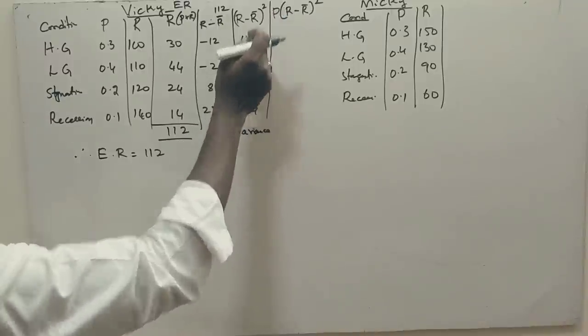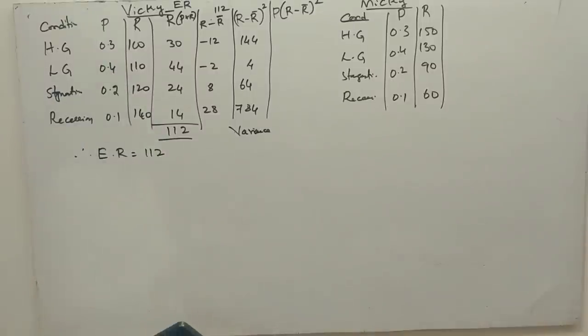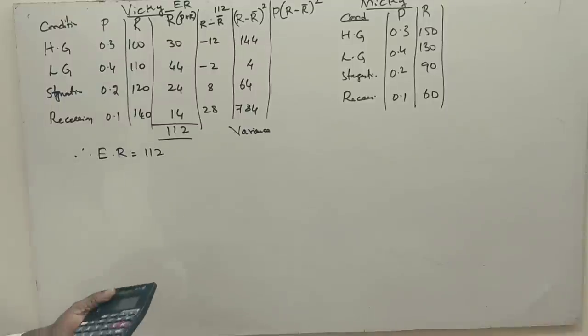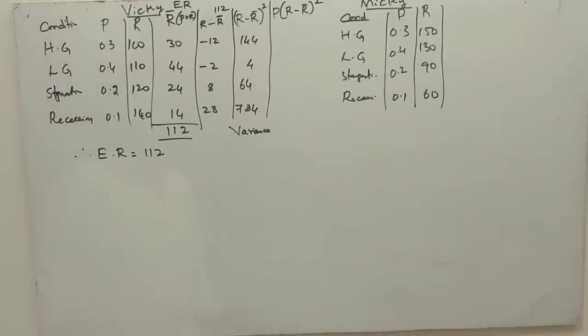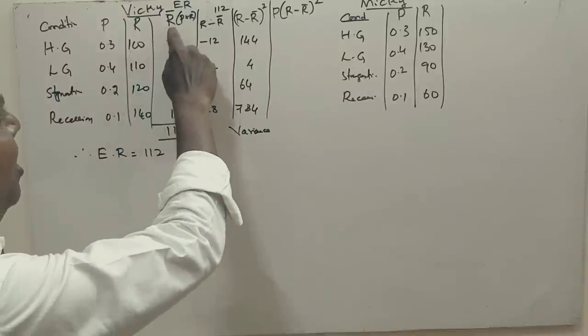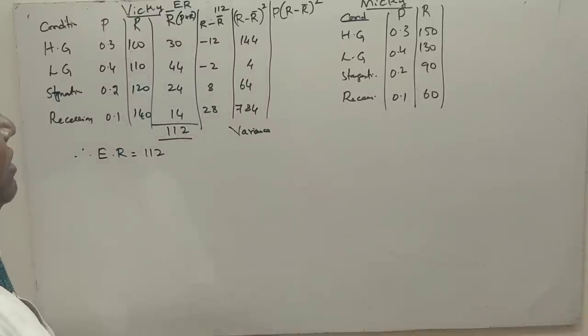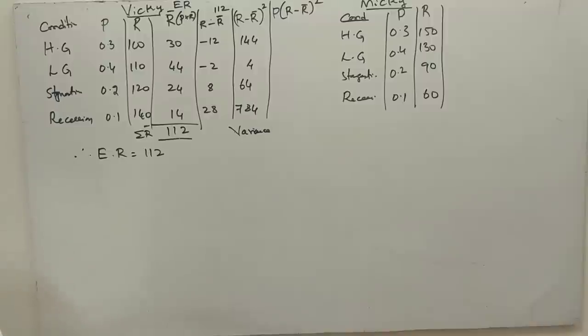R minus R dash square should be multiplied with the probability. This is R dash. P into R gives 30. So R minus R dash, 100 minus 30, no, no, no, it should be 100 minus R dash. R dash we got is 112. Okay, fine. We are calculating R dash total is 112. If you want, you can write even summation of R dash also.